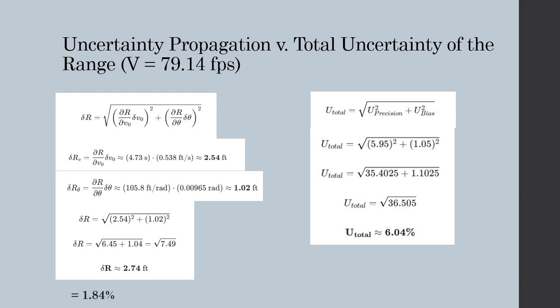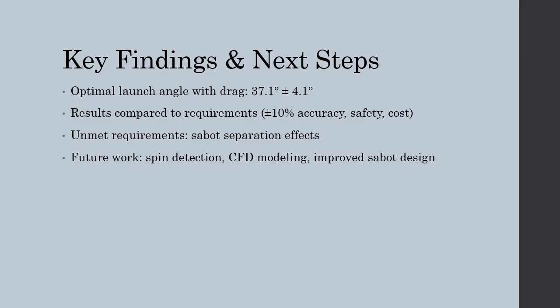Quantifying our ideal uncertainty propagation based on the angle and muzzle velocity and comparing it to the total uncertainty of our range measurements, we find a significant difference between the two. This shows that our major source of error comes from random effects of unaccounted for variables, such as wind or ambient pressure conditions, rather than our instruments. In conclusion, the optimal launch angle is 37.1 plus or minus 4.1 degrees. For the requirements, the uncertainty associated with the range model is 6.04%, which is well within the required 10% accuracy requirement.